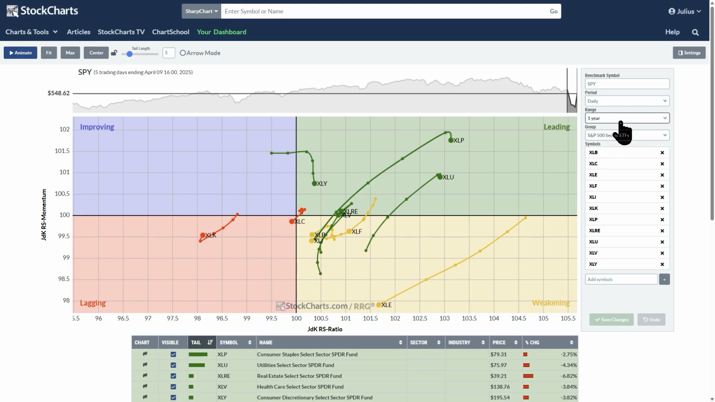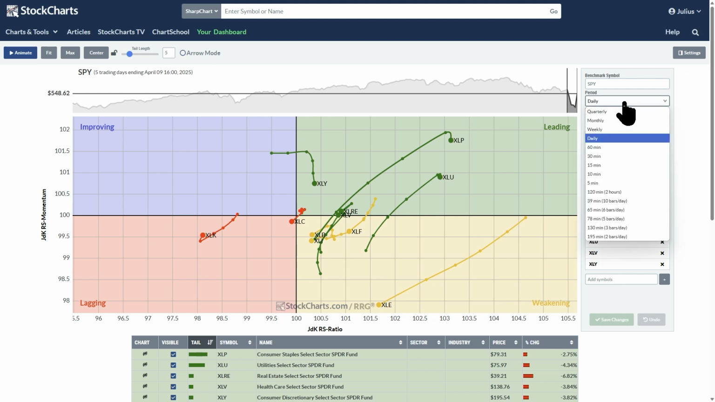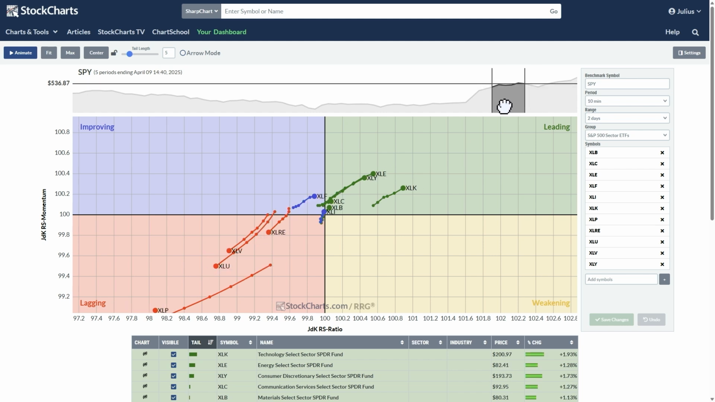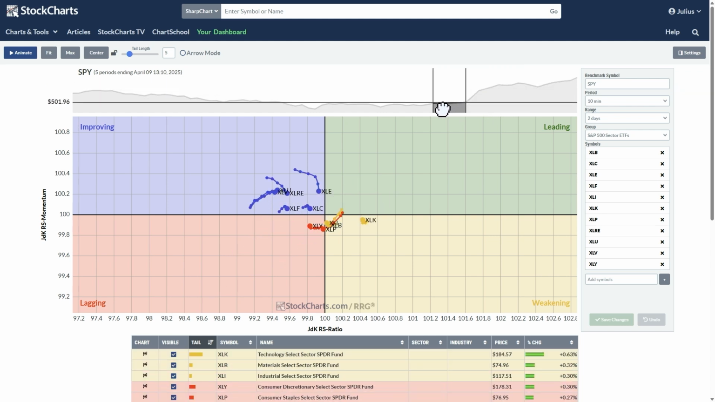But if you go to the period setting, you can see that we have the same settings as you can choose on your normal bar charts. So let me go for, I don't know, let's go 10 minutes. Change it. And now I can see the rotation through the day, and watch on the legend here, you can see what the time was.